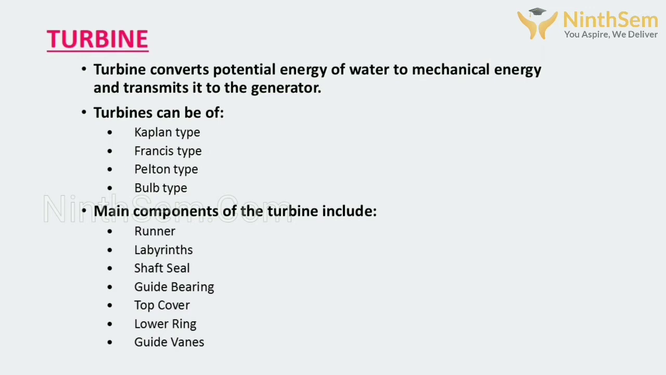Main components of the turbine include runner, labyrinths, shafts, seal, guide bearing, top cover, lower ring, and guide vanes.